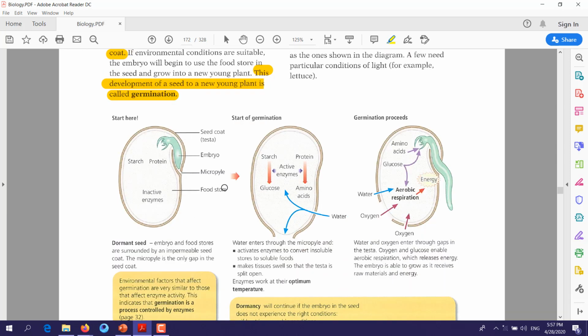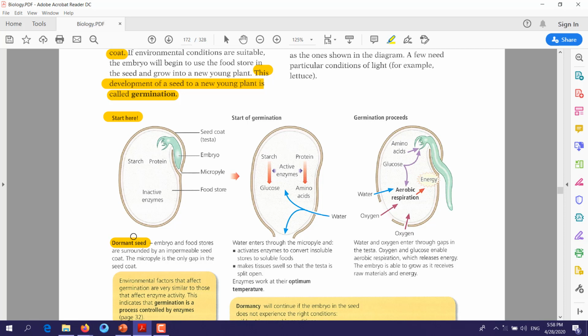If we want to explain the process again, here it is. We will start from here. Firstly, you will have a dormant seed. Dormant seed, what do you mean by dormant seed? A seed that is inactive. Here you will not say the seed is a dead thing. No, it's not. It's just inactive until there are favorable conditions, like the ones that we just mentioned.